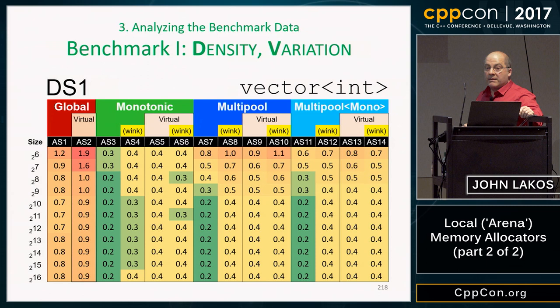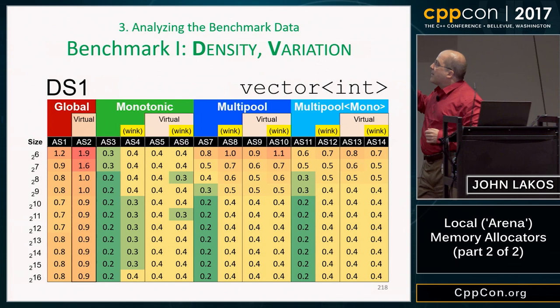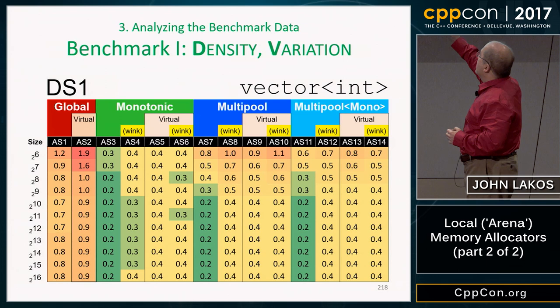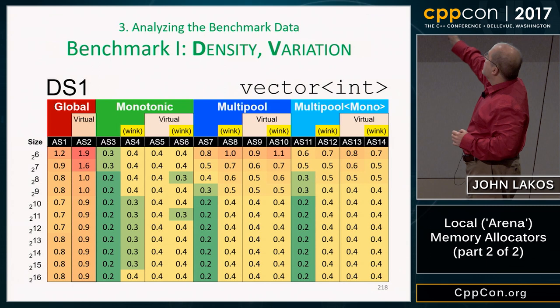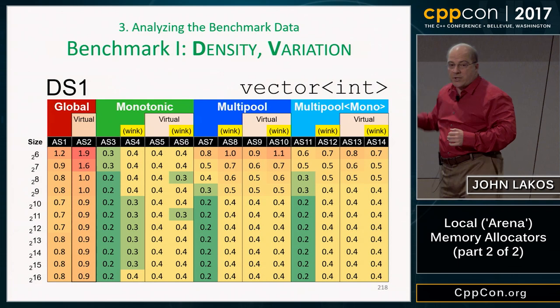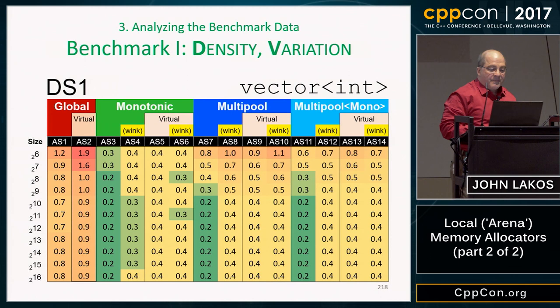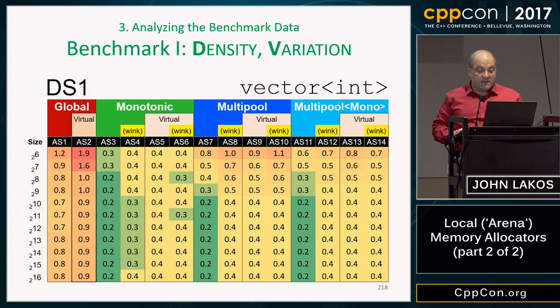And if you look at the global, that's the global allocator, and then we have four different kinds of monotonic allocator. We have them with and without a virtual function interface, and then we have winking and not winking in each case. So if you just look at this, this is all 14 strategies, all color-coded, and you don't have to look too hard to see that the global allocators are darker red. Red means more expensive. Green means fast. Now, this isn't that interesting a data structure, as I said, because there's only one allocation, so we can't learn too much from this.